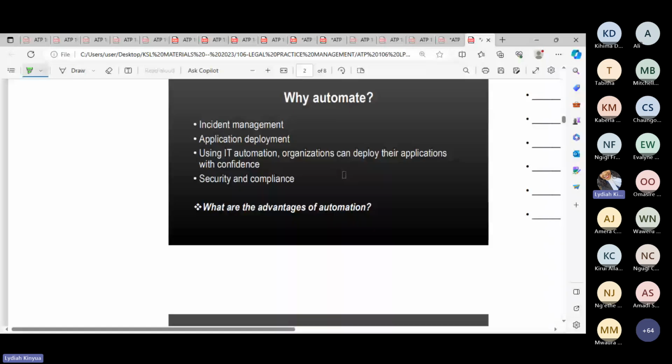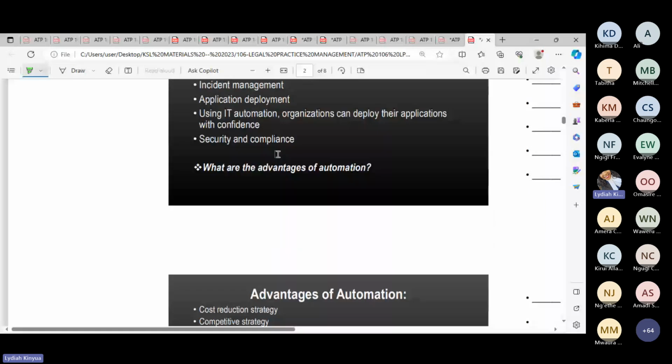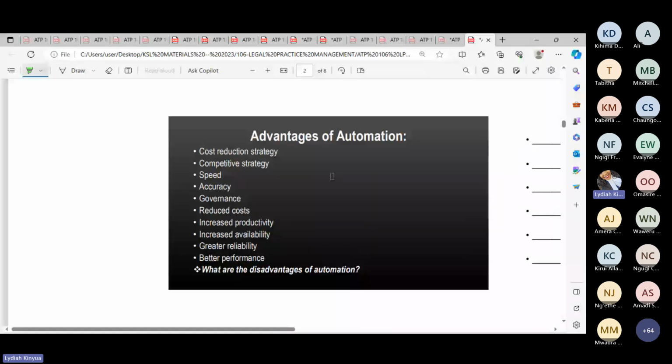Why do you automate? Number one, incident management. Everything that comes with ICT advantages, that's why you automate. It's automatic. You don't need a human anymore. It is more accurate. It is easily accessible. Incident management: if there is an incident, you're able to resolve it ASAP because you will see exactly where the leak is, unlike a physical document which disappears from the office and you have no idea who took it. And then application deployment, you're able to upload things with the same goal. Security.